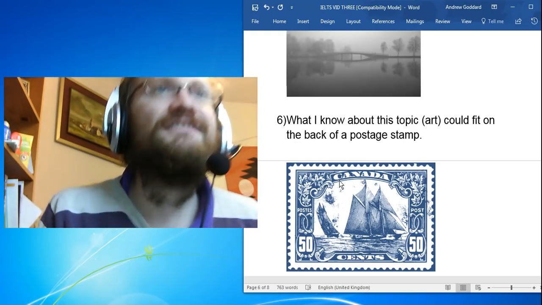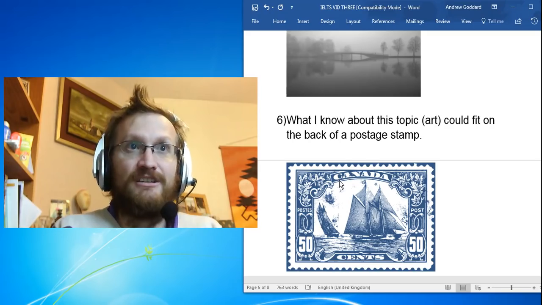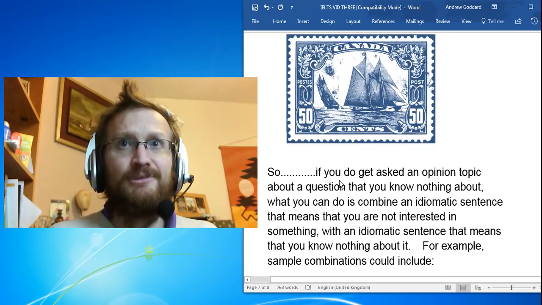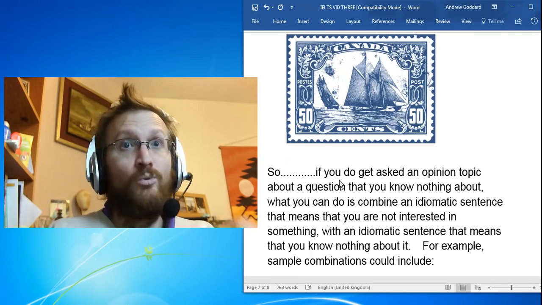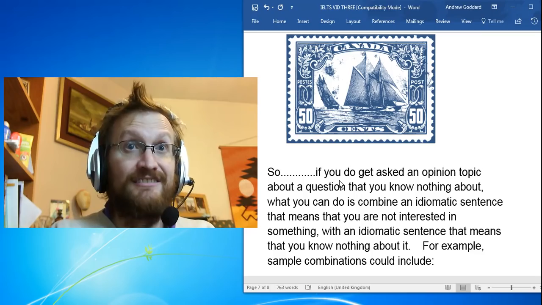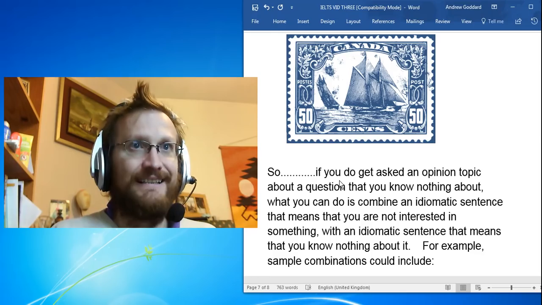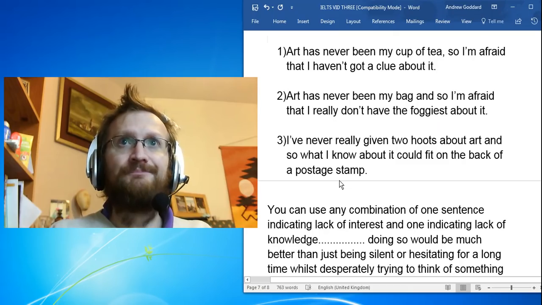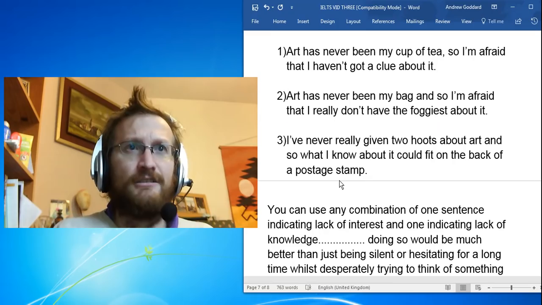So these are all native ways of rescuing yourself from a situation in which you know nothing about a Part 3 topic. So if you do get asked an opinion topic about a question that you know nothing about, what you can do is combine an idiomatic sentence that means you are not interested in something with an idiomatic sentence that means that you know absolutely nothing about it. For example, combinations could include, art has never really been my cup of tea, so I'm afraid that I haven't got a clue about it.